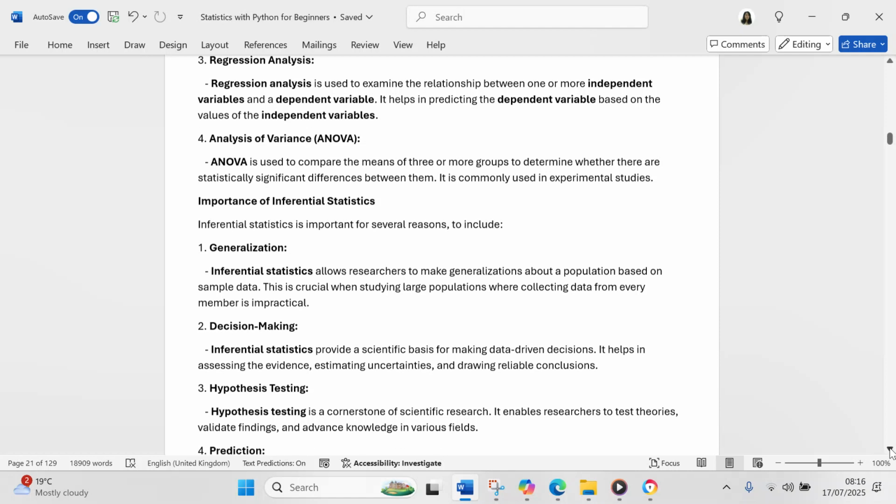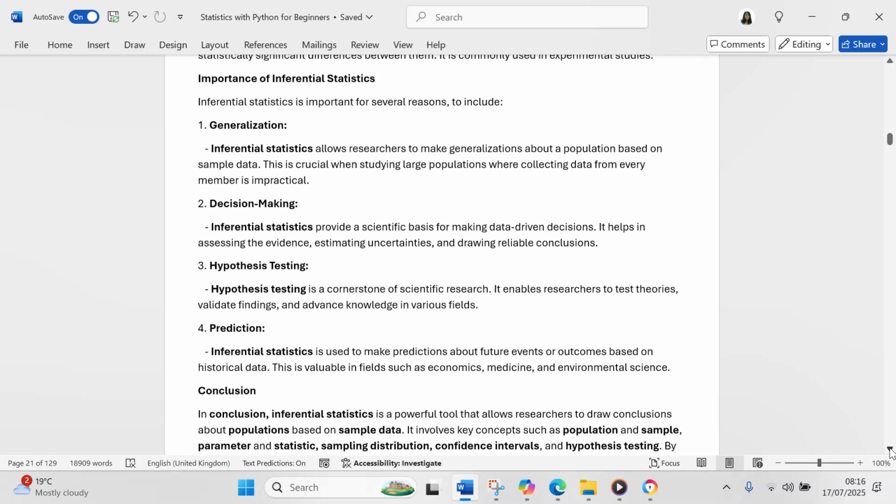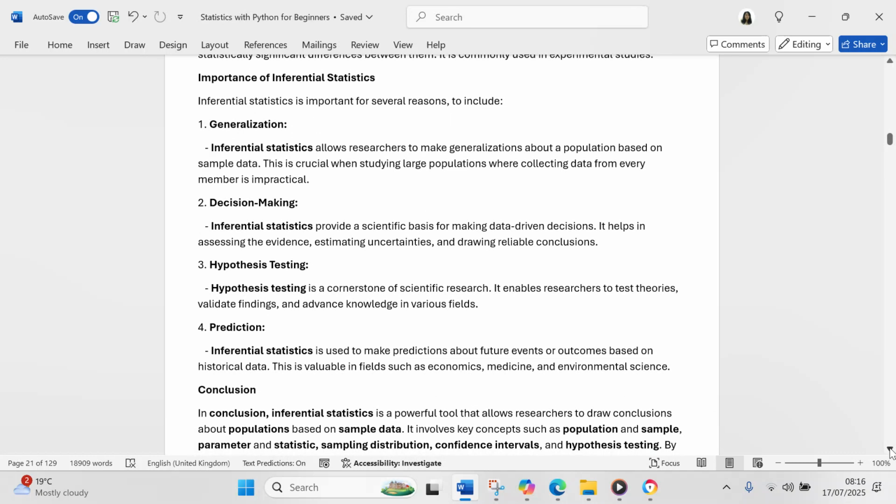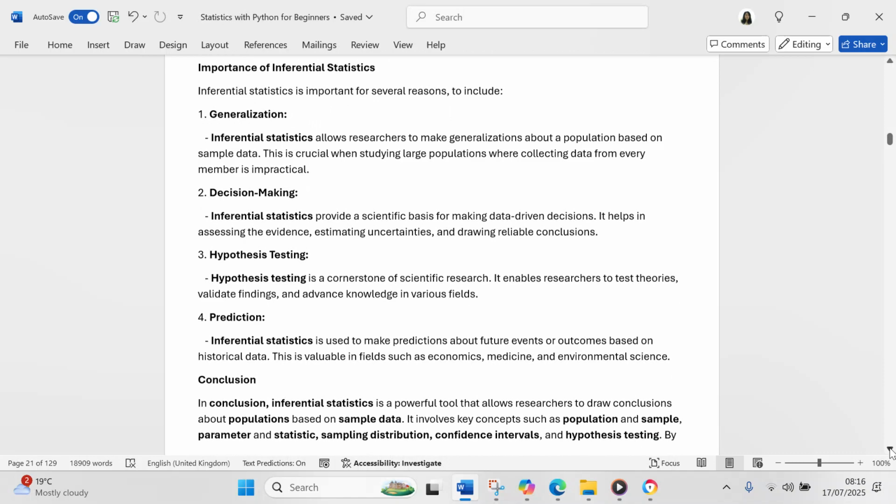So we've got the importance of inferential statistics. Inferential statistics allows researchers to make generalizations about a population based on sample data. This is crucial when studying large populations where collecting data from every member is impractical. Inferential statistics provides a scientific basis for making data-driven decisions. It helps in assessing the evidence, estimating uncertainties, and drawing reliable conclusions.